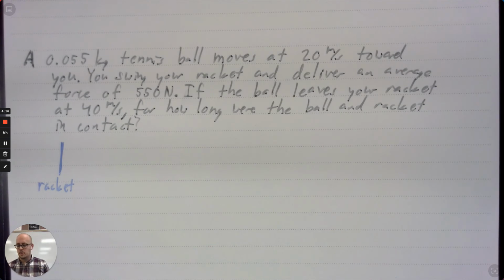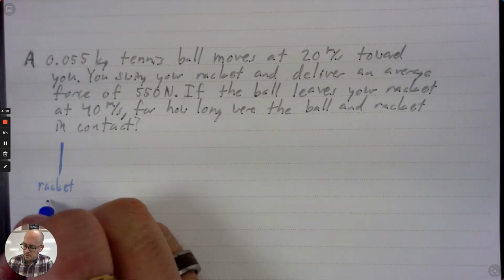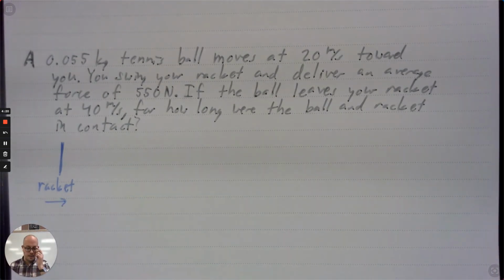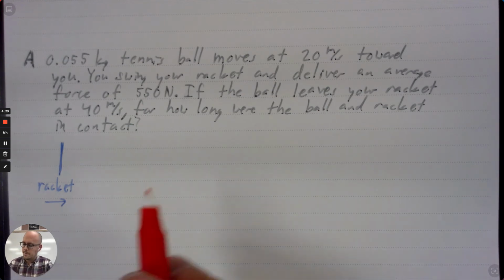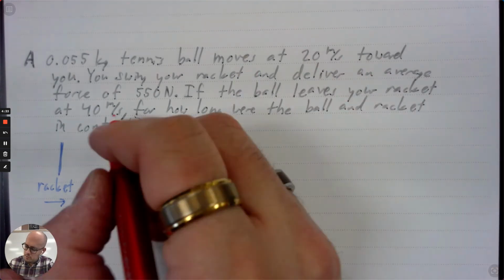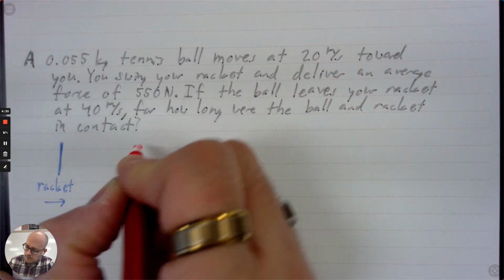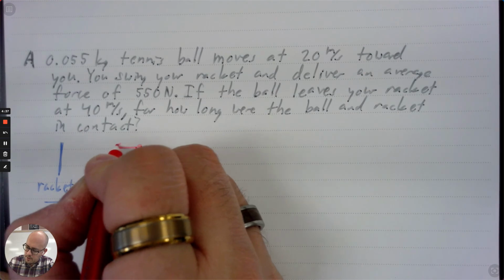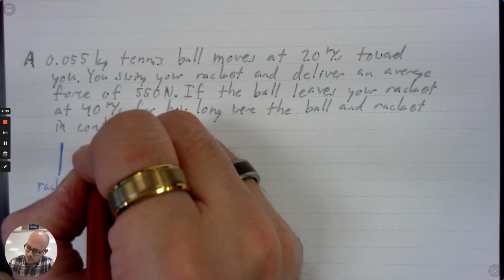And it's going to get swung forward. Now it's going to be moving in that direction. And that's important. So as I said at the beginning of the previous video, everything's a vector in this unit, whereas everything was a scalar in the energy unit. So to say like 20 meters per second towards you means initially the ball is moving in that direction with a speed of 20 meters per second.